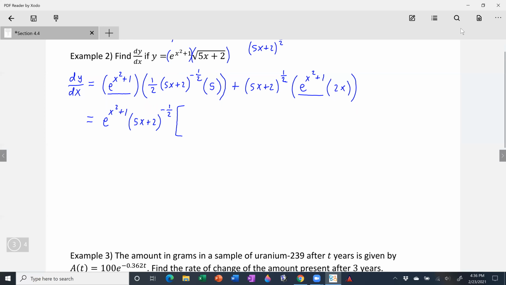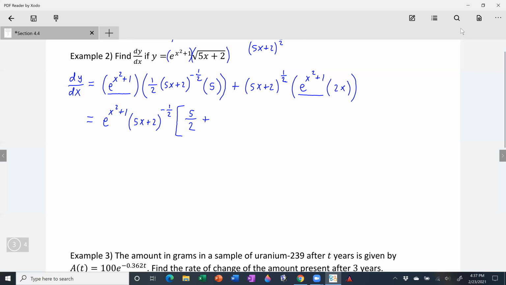So looking at this whole first section here, we removed the e to the x squared plus 1. There's still this 1/2 there, and there's still this 5 there, but we also removed or factored out, remember, factoring out is like dividing, the 5x plus 2 to the negative 1/2. So the only thing that's left is this 5 times 1/2. So let's just write that as 5 over 2. Okay? Plus. Now, we removed the e to the x squared plus 1. So all of that is gone.